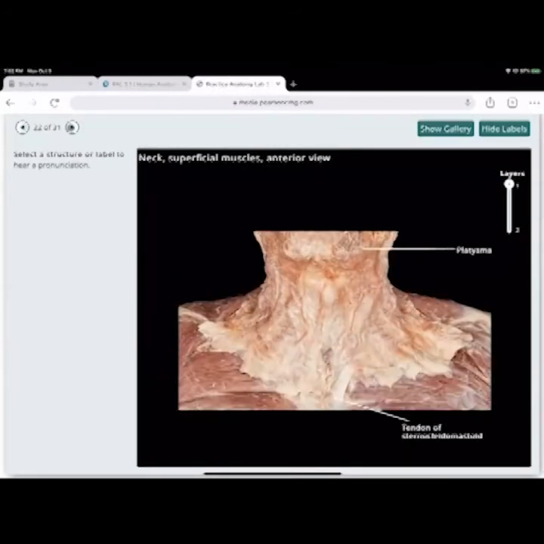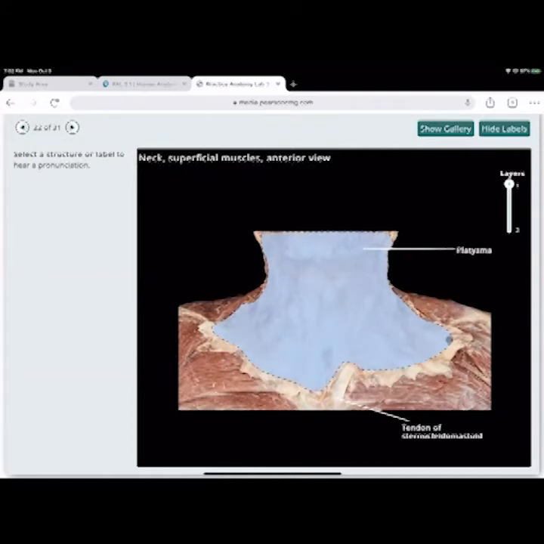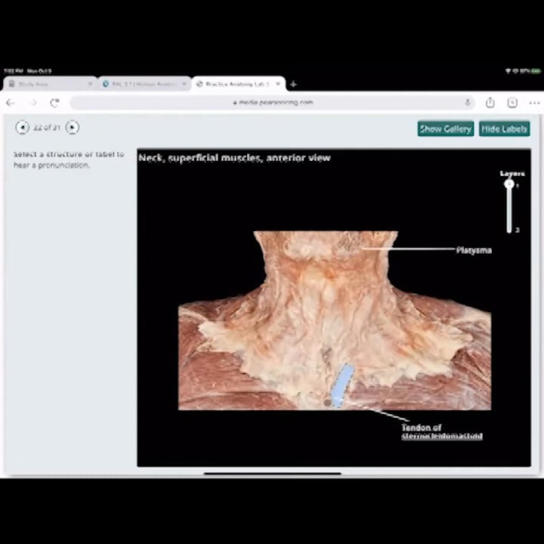All right, superficial muscles of the neck. There's one muscle of the neck. Now, everybody should get this one, right? It's the platysma. It's huge. It covers the entire frontal portion of your neck, and it just drapes over the entire body. This is one of the muscles you can't miss. This is the platysma, this whole thing. And this is a tendon of the sternocleidomastoid muscle that connects to the platysma muscle in the neck.